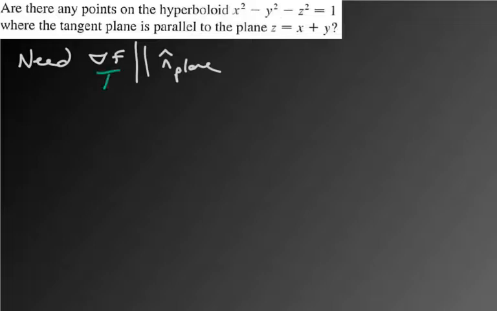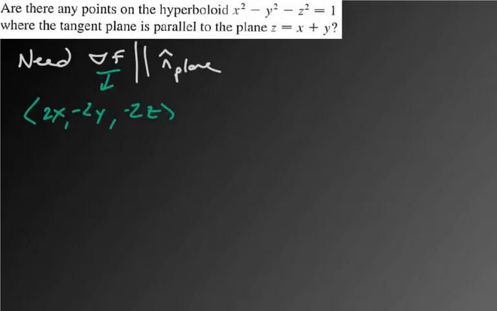So this first one says, are there any points on the hyperboloid x squared minus y squared minus z squared equals 1 where the tangent plane is parallel to the plane z equals x plus y? And so we need the gradient of f to be parallel to the normal for the plane. So the gradient of f is just 2x, minus 2y, minus 2z.